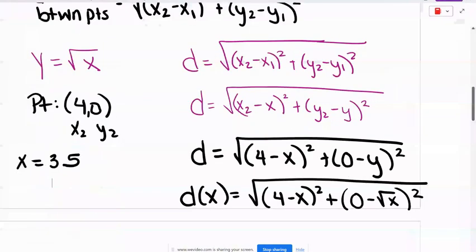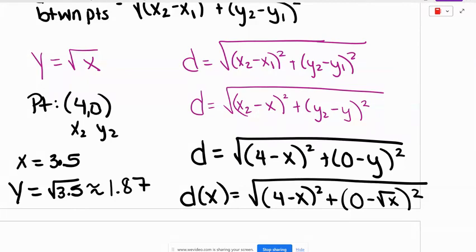So to find the y coordinate, what do we have to do? We're going to take y is equal to root 3.5. So in your calculator, can you guys type in second root and then 3.5 and tell me what you get? Give me 2 decimal places. 1.87. So our point on the shooting star that's closest is 3.5, 1.87.